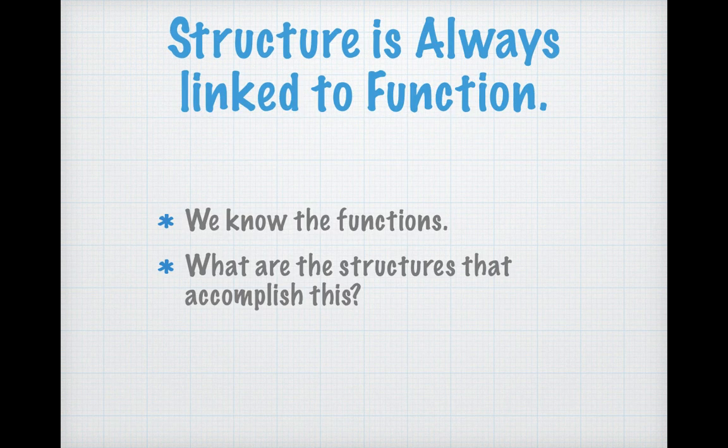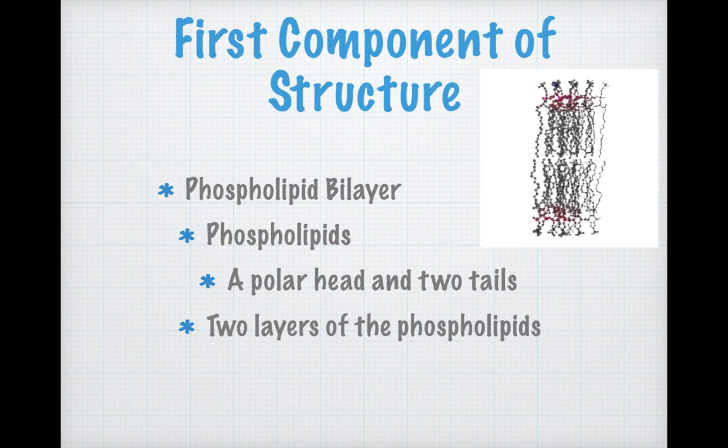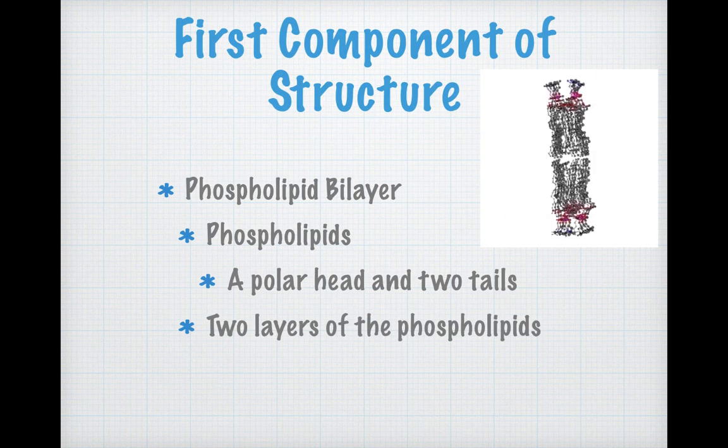We said from the beginning that structure is always linked to function. I just went over the functions, selective permeability, and told you how that selective permeability comes about. So we're going to now take a look at the 4 structures that allow that plasma membrane to be selectively permeable. The first component is going to be the phospholipid bilayer.